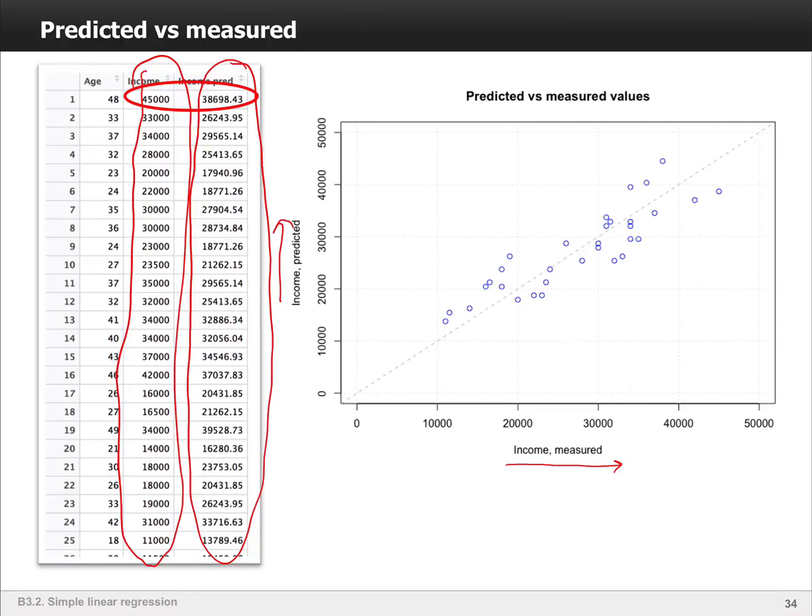Okay. So let's take the first one, Lars. Lars has the salary 45,000, but the predicted value is 38,000. So you can see that this is the real salary, and this is the predicted salary. And of course, it's under predicted. A good prediction will be like this, right? So this is 45,000, right? So that's where the point should look like.